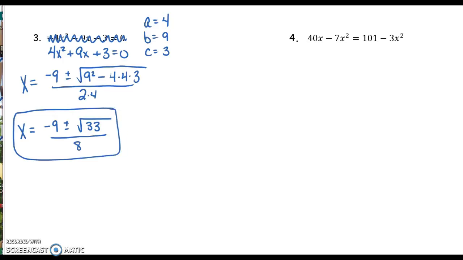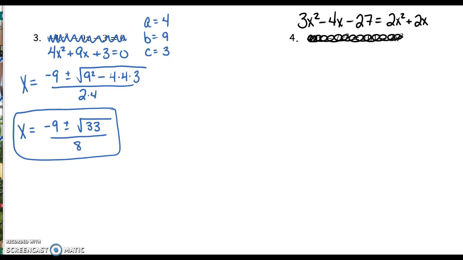For number 4, we are actually going to change this example. I would like us to use 3x squared minus 4x minus 27 equals 2x squared plus 2x. Now the problem with this is that it's not in standard form. So pause the video if you need to get that written down.